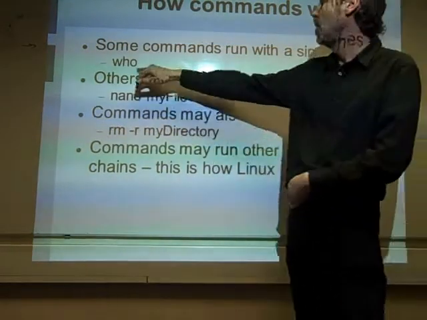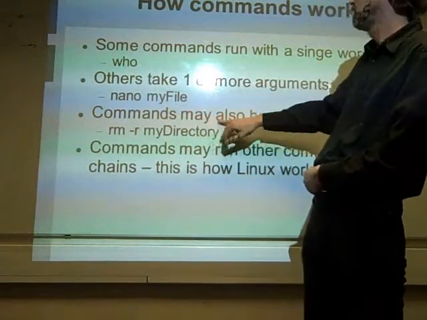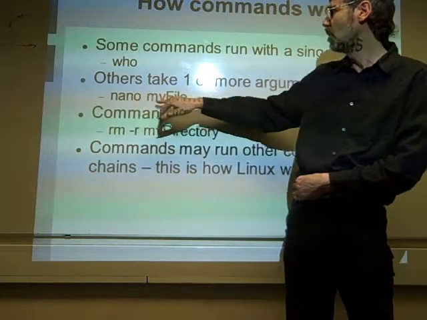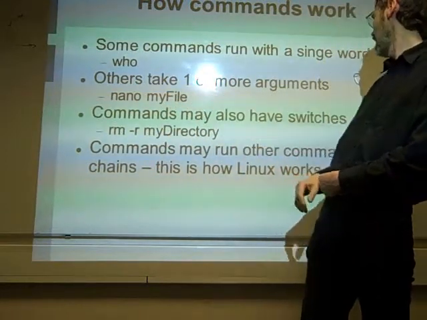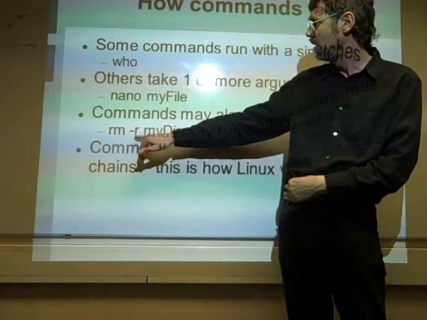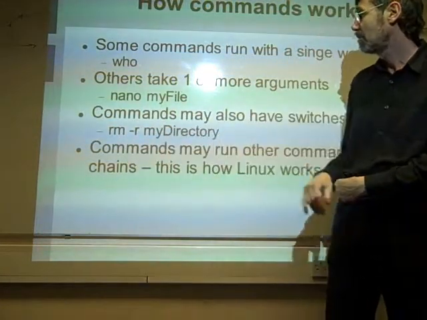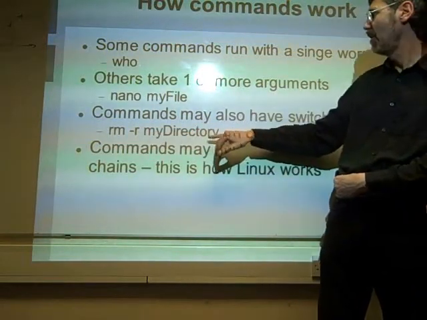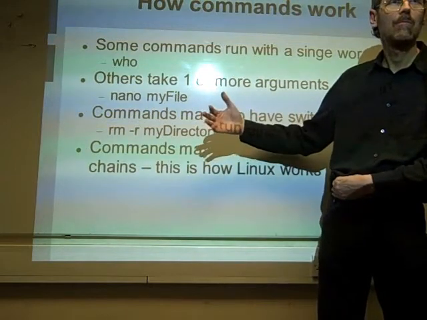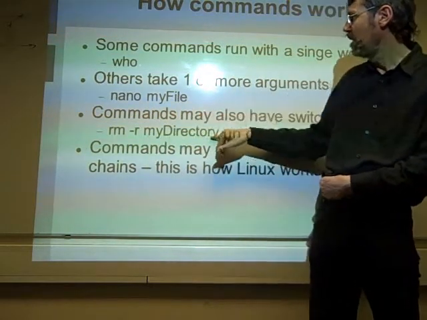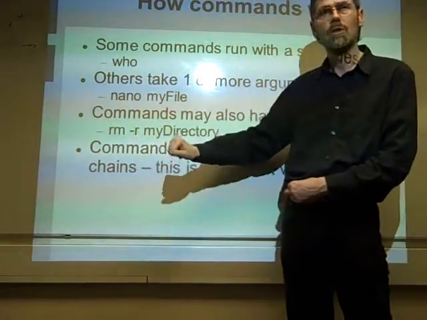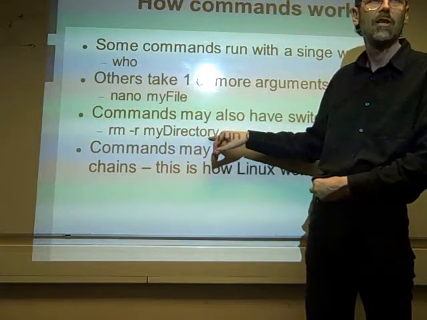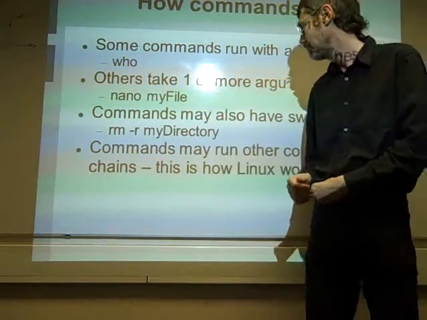Some are just a single word, like who, that just tells you who's logged on. Others, nano expects something, so nano expects you to create something, like nano myfile, which will create a file called myfile that you could write inside. Others are switches. rm is remove, rm -r mydirectory should, given luck, remove a directory called mydirectory. Now if you've not got one, it won't do it. But this will remove my directory and all the files inside it. That's what the -r means. If I just did rm mydirectory, it would probably complain if there were files inside it. But this will remove it and the stuff inside it.